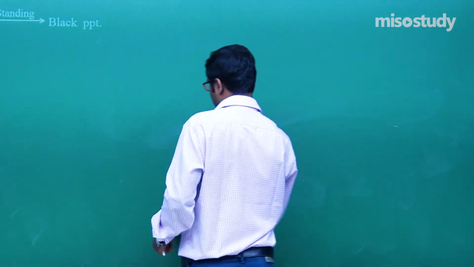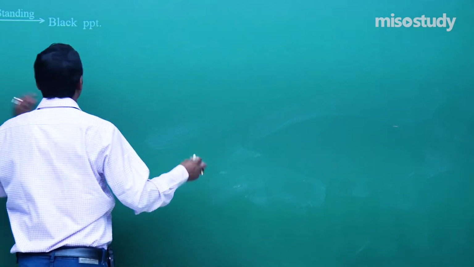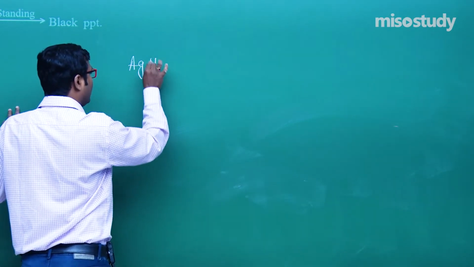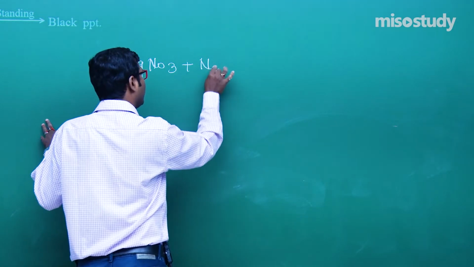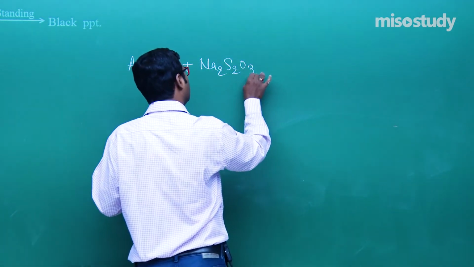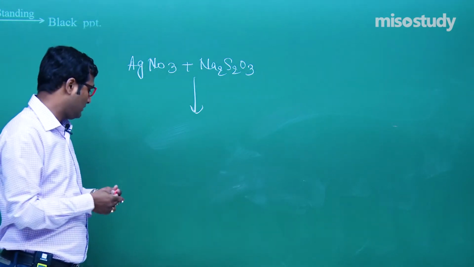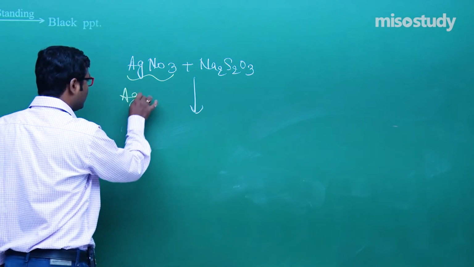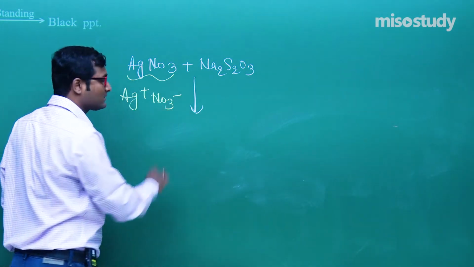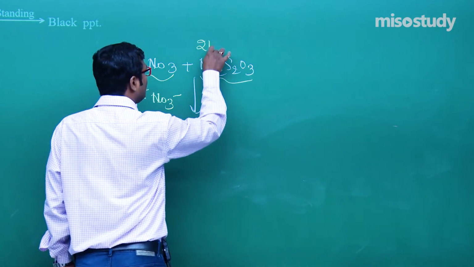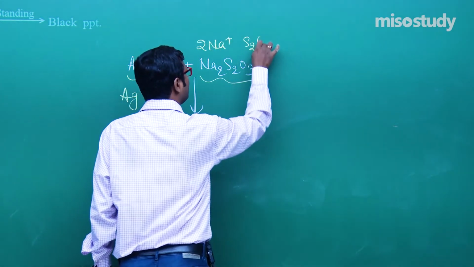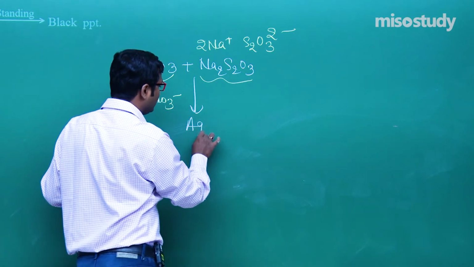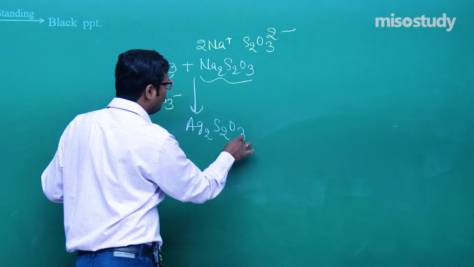The next option is given as Na2S2O3. Now check it out. AgNO3 on treatment with Na2S2O3, what will happen? AgNO3 will break like this, Ag plus and NO3 minus, and this one will break like this, 2Na plus and S2O3 2 minus. Clear? Now the product here is Ag2S2O3.